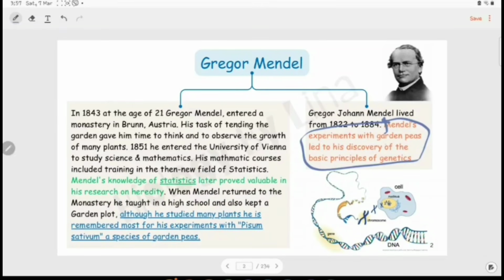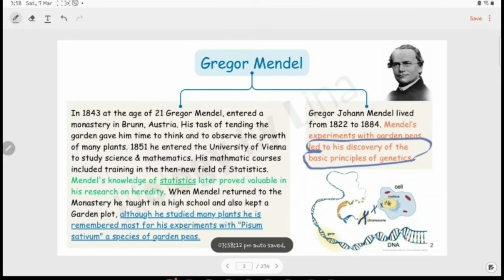We say that Mendel's experiment with garden pea finally led to what? Did it lead to the discovery of DNA? No, it did not lead to the discovery of DNA. Did it lead to the discovery of the garden pea plant or the 7 characters of the pea plant? No, he observed them and studied them, but he did not discover them. His study on the garden pea led to the discovery of the basic principles of genetics. He studied, and finally his study led to the discovery of the basic principles of genetics. And that's why he is named the father of genetics.